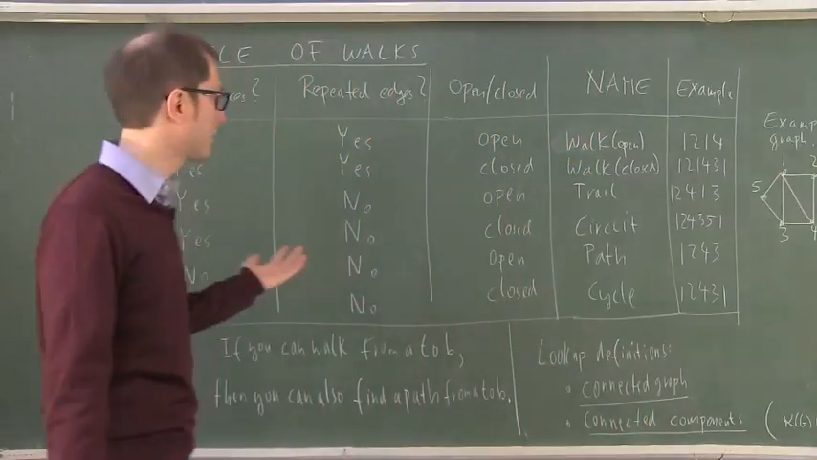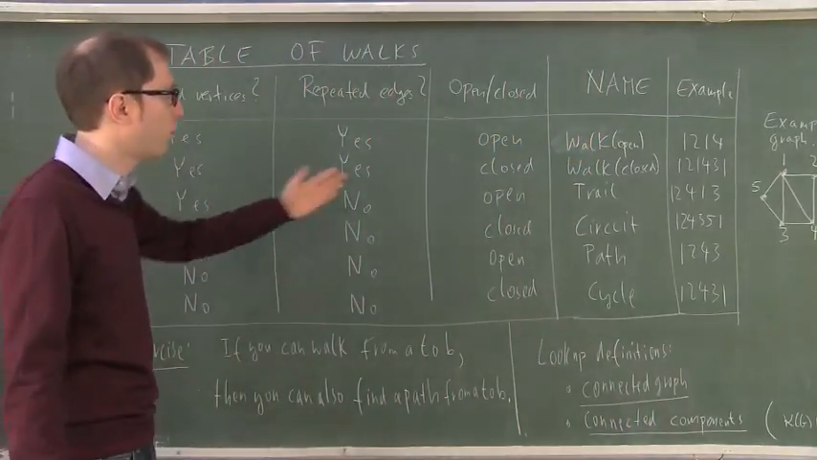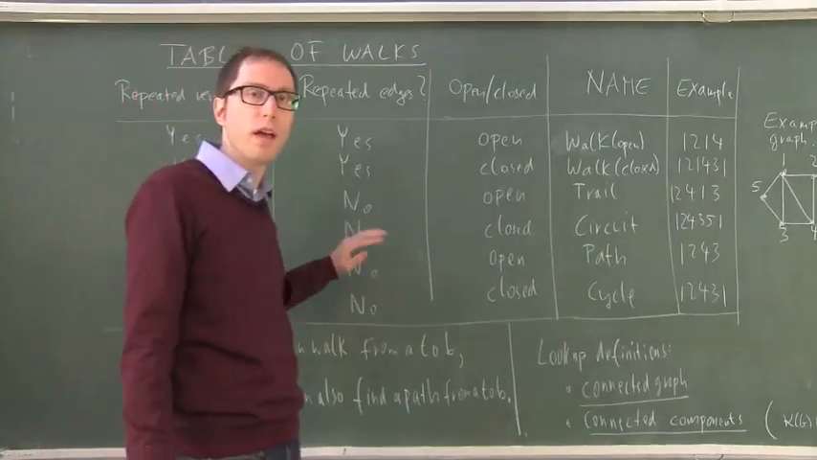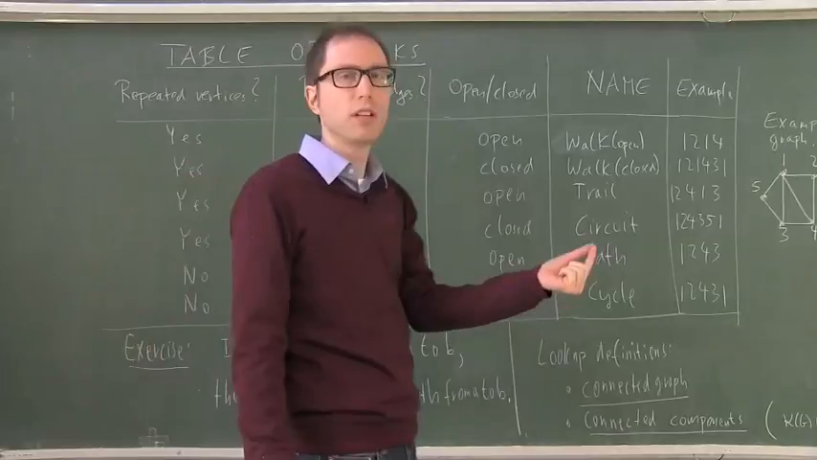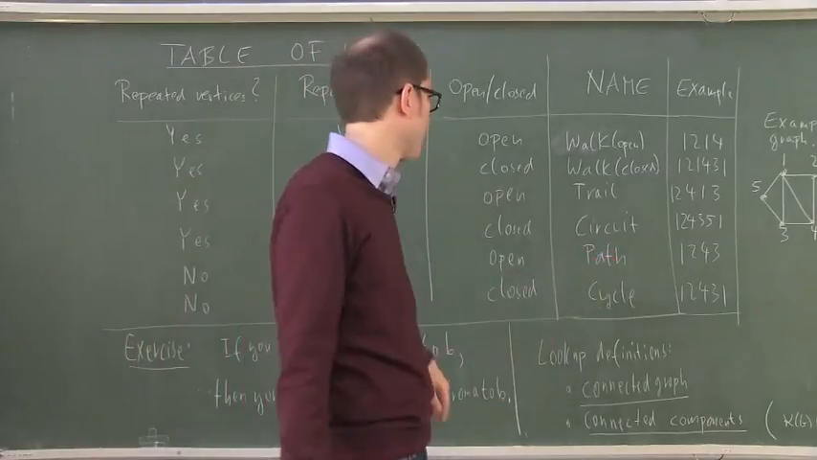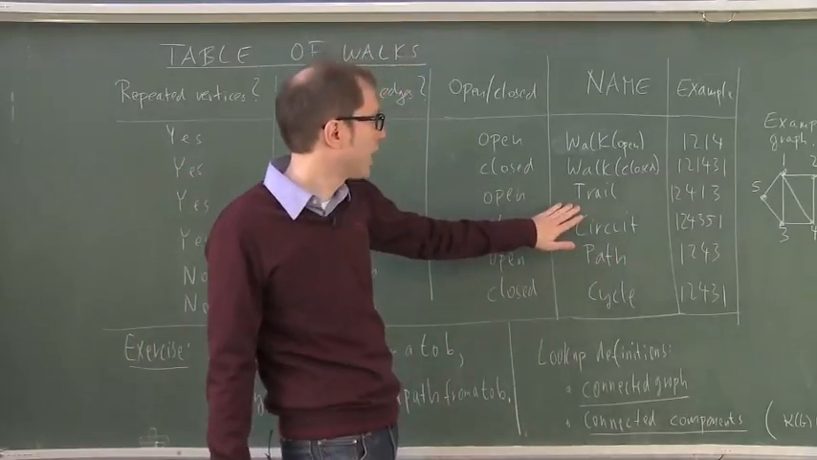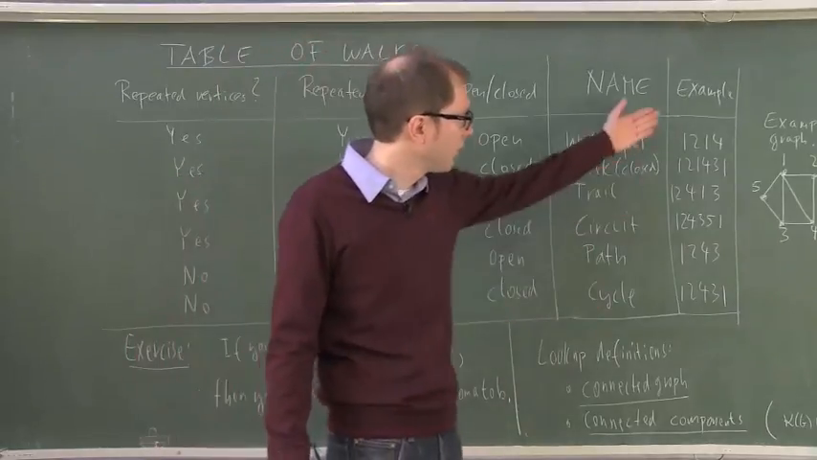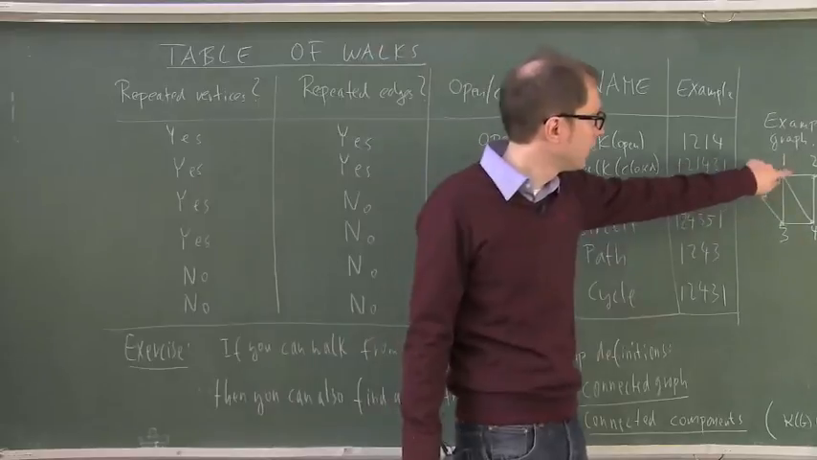And now we have different kinds of walks. So not only open and closed, but also maybe you don't want to use some edges again. So if you used one edge, you're not allowed to use it again. In that case, if it's open, it's called a trail. And otherwise, if it's closed, it's called a circuit. And here are all these examples, so try to play around and do this on your own.